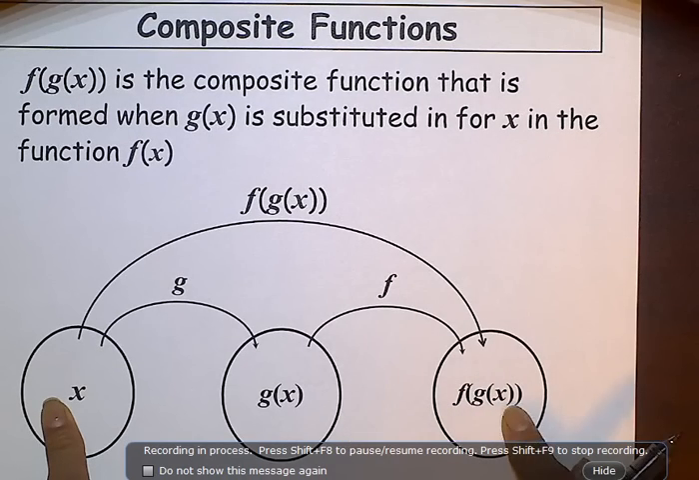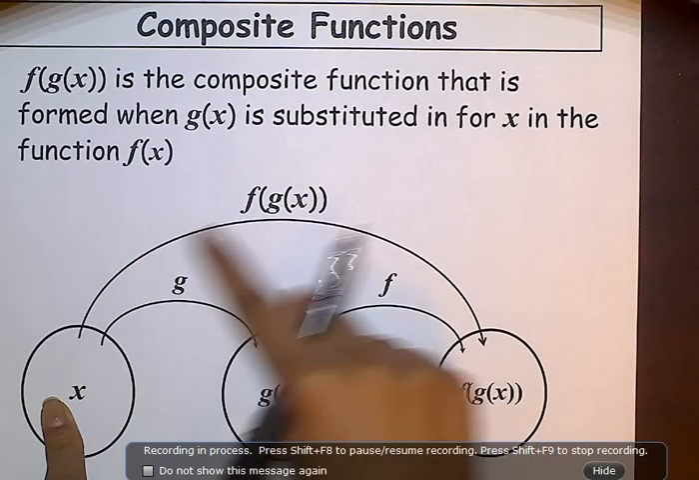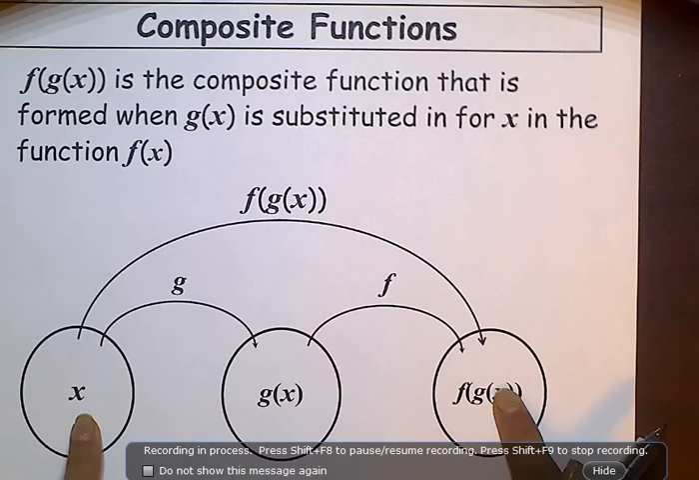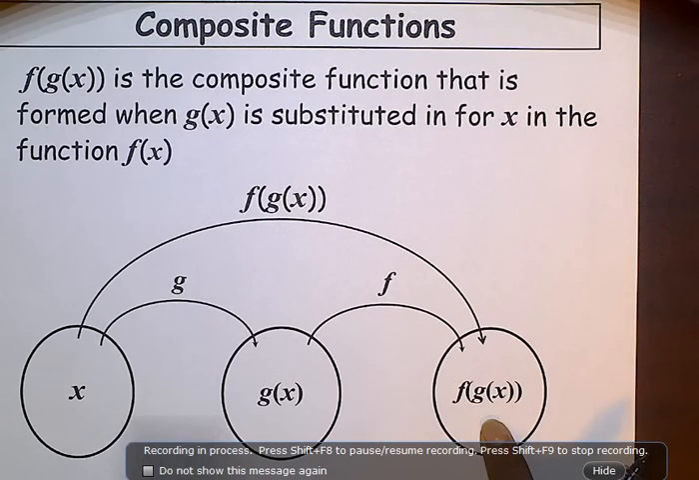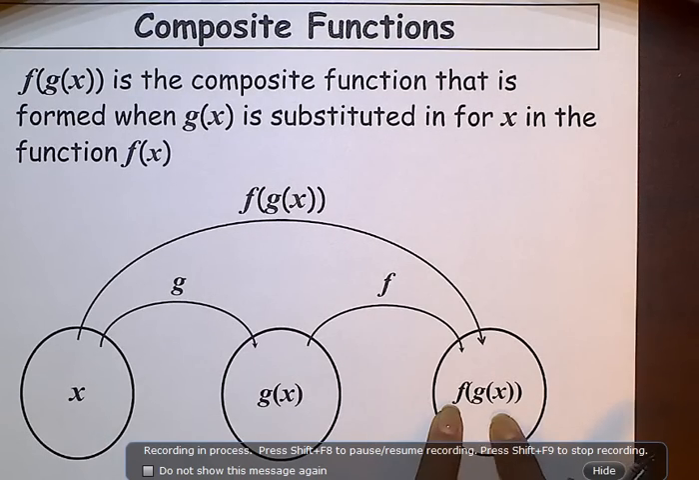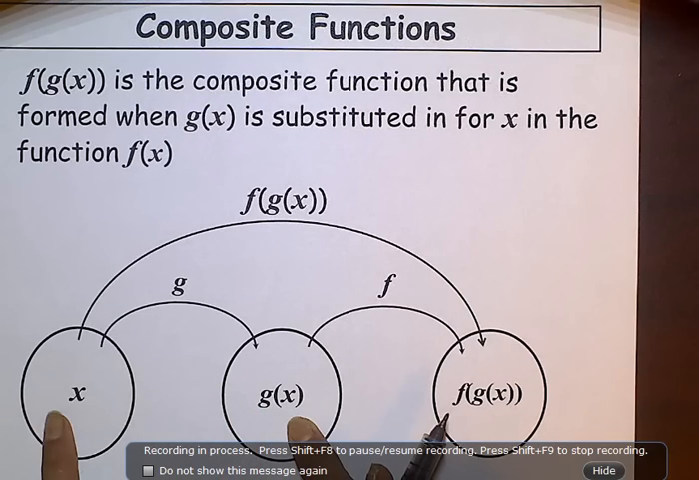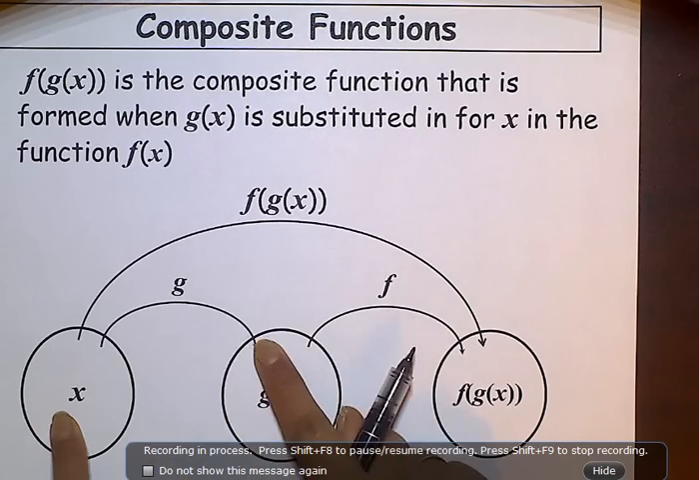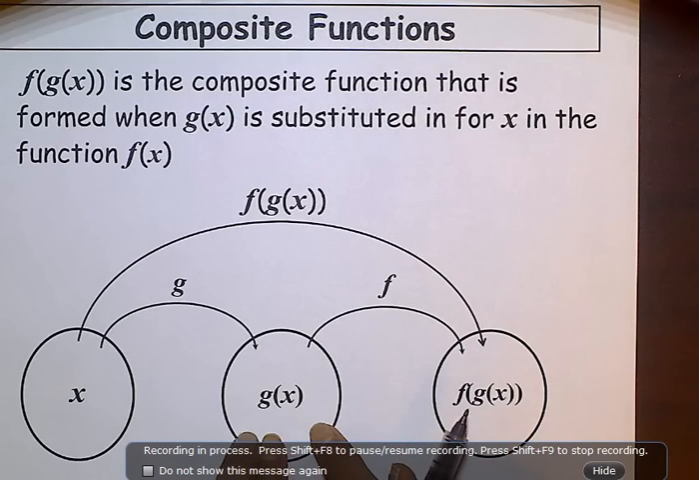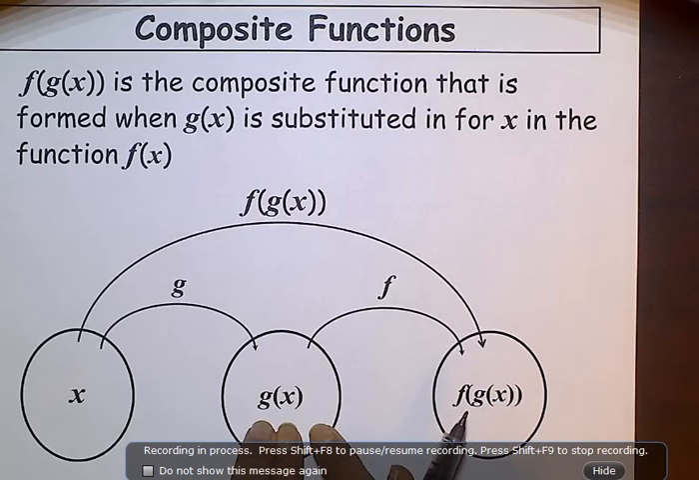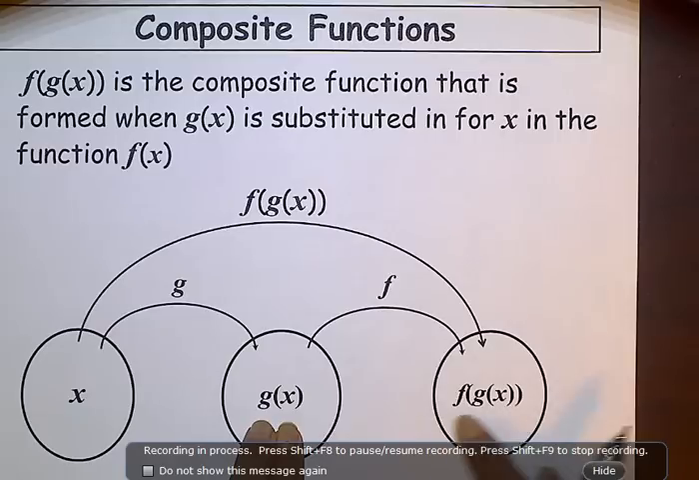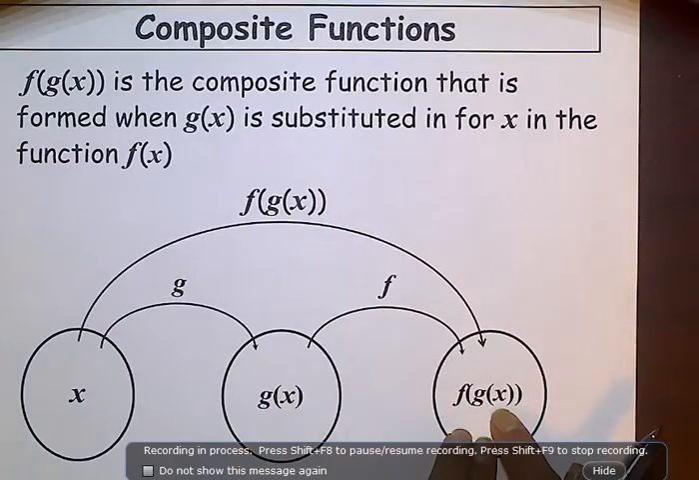In order for me to form this, I need to make sure that I have g of x that is formed. So the input here, which is the x value, because of the function g, I get an output of g of x, which then becomes the input for the f of x function. And then my output here is f of g of x. Just to show you what that really means in terms of a real-life application first.